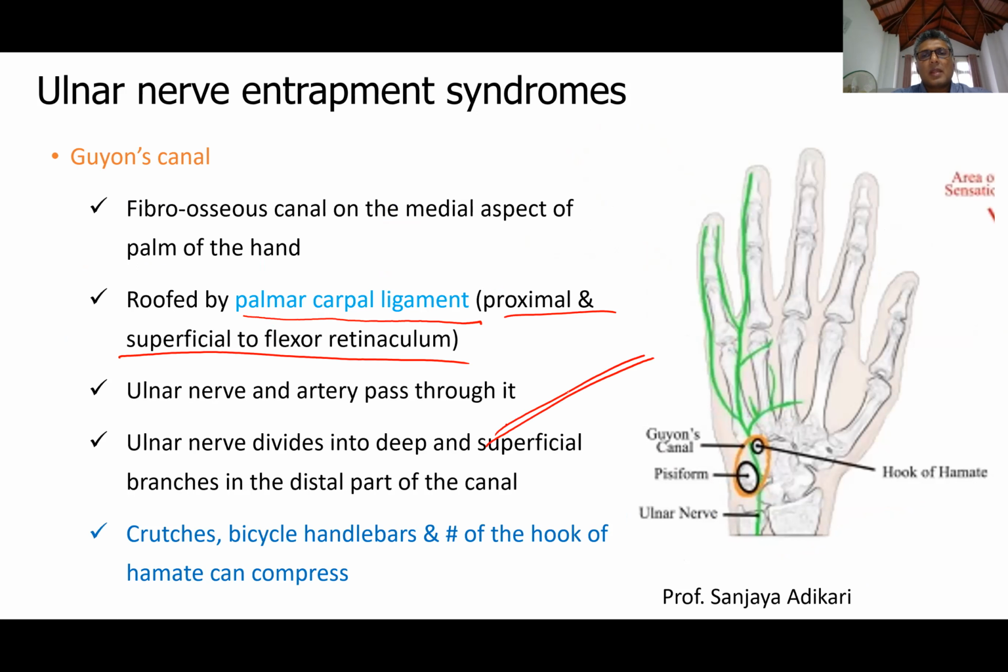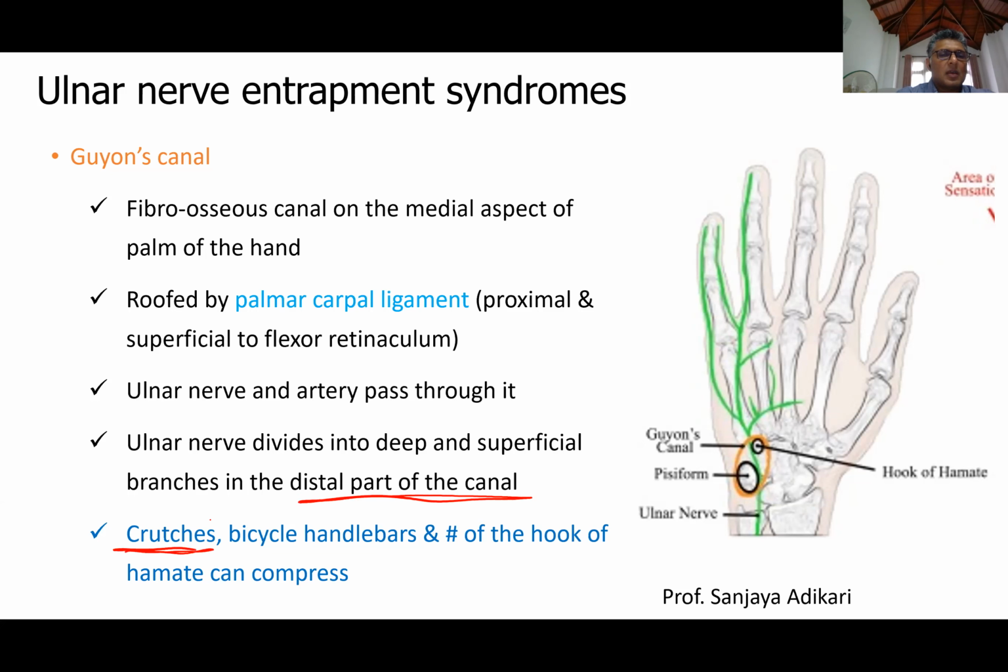If you have the flexor retinaculum like that, this one is superficial to the flexor retinaculum. Then the ulnar nerve and the ulnar artery pass through it, and the nerve and most probably the artery also divide into their deep and superficial branches at the distal part of the Guyon's canal. There it can get compressed, and sometimes using crutches can compress it because you use the palm to hold the lower end, and bicycle handlebars can cause it, and fracture of the hook of the hamate also can cause it.